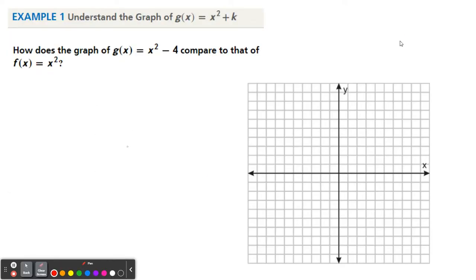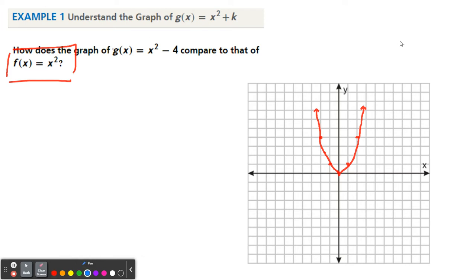All right, so it says, how does the graph of g of x equals x squared minus 4 compare to that of f of x equals x squared? So this is our parent function. Hopefully you remember 0, 0, 1, 1, 2, 4. Using the y-axis as the axis of symmetry, this point is over here at negative 1, 1, and this point is over here at negative 2, 4. There is your parent function. I'm trying my best to get good at these parabolas, but it's hard with this software. That is f of x, the red graph.